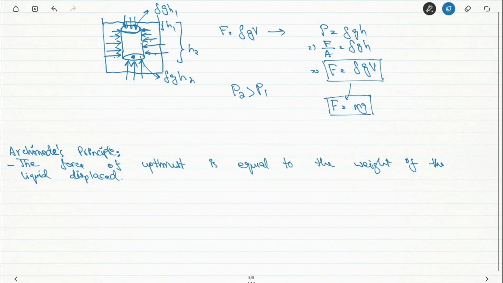So basically, if this volume is 50 centimeter cube, the water will come up 50 centimeter cube, right? So this is the volume of water that is increased, right? So this becomes the weight of the water. So that is what Archimedes' principle suggests, that the force of upthrust is equal to the weight of the liquid displaced.